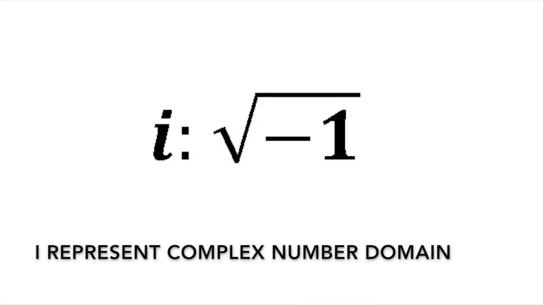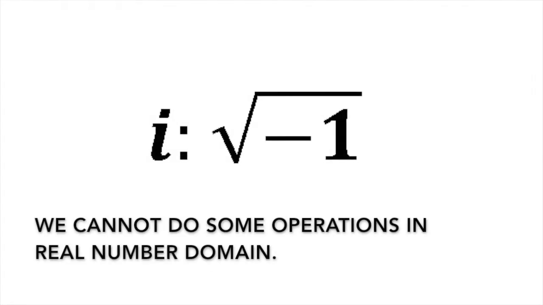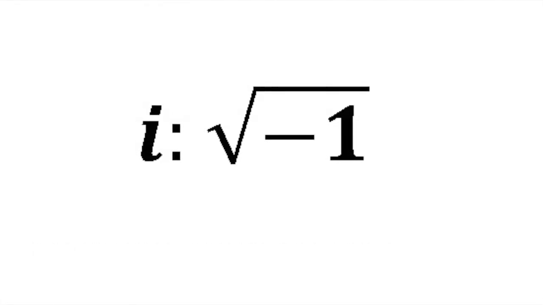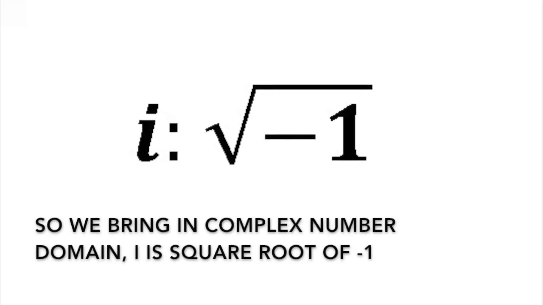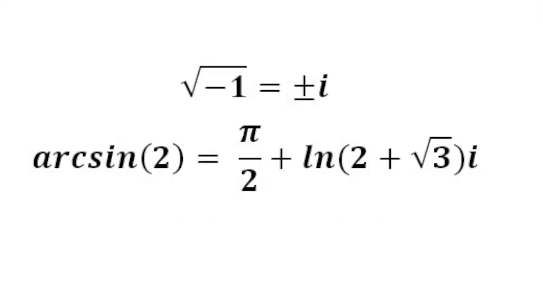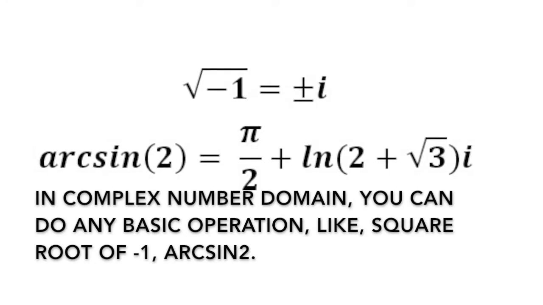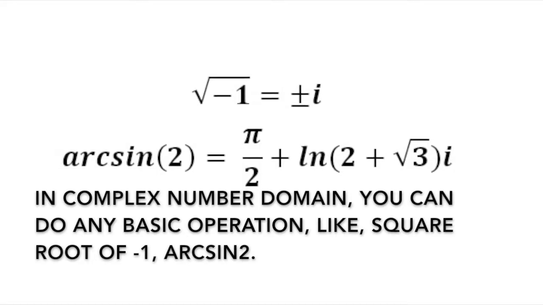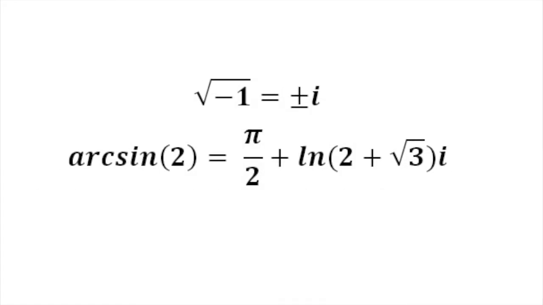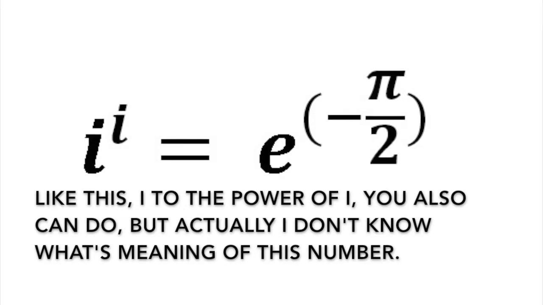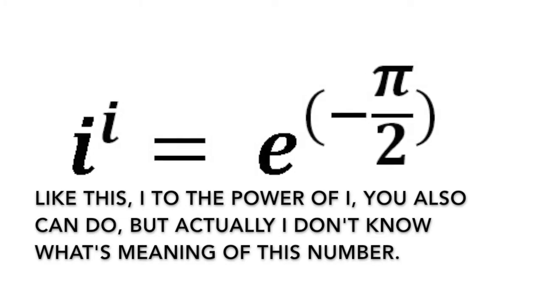i represents the complex number domain. We cannot do some operations in the real number domain, for example, the square root of -1. So we bring in the complex number domain. i is the square root of -1. In the complex number domain, you can do any basic operations, like the square root of -1, arcsine 2. Like this, i to the power of i, you also can do, but actually I don't know what the meaning of this number is.